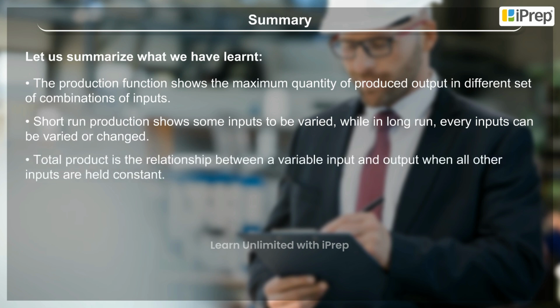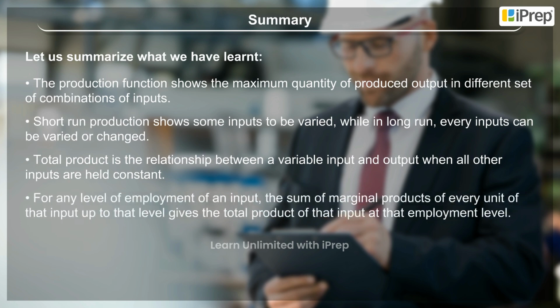Total product is the relationship between a variable input and output when all other inputs are held constant. For any level of employment of an input, the sum of marginal products of every unit of that input up to that level gives the total product of that input at that employment level.